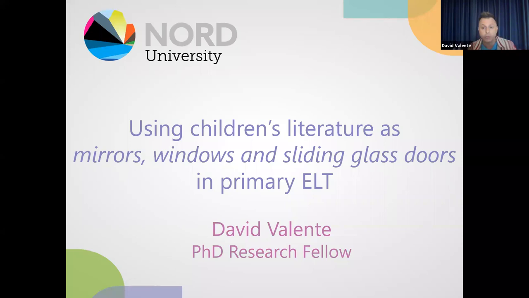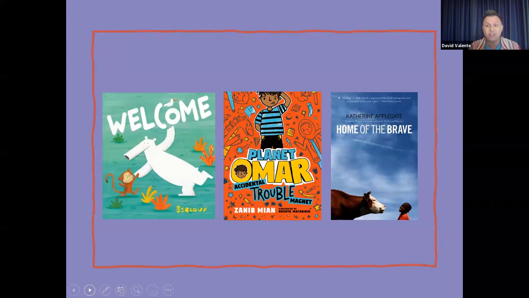Now, the children's literature formats that I'm going to be focusing on in today's session include picture books, and my example is Welcome, as you can see there, by Baru. Illustrated chapter books or chapter novels, and we have Planet Omar, Accidental Trouble Magnet by Zainab Nian. And then we have a verse novel, and my example today of the verse novel is Home of the Brave by Catherine Applegate. So those are my examples that we'll be exploring a little bit later.